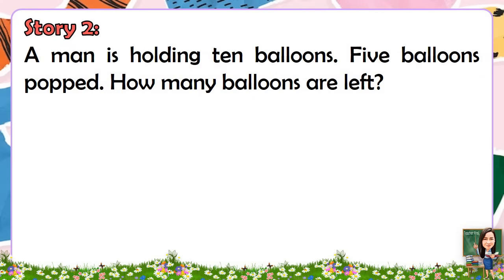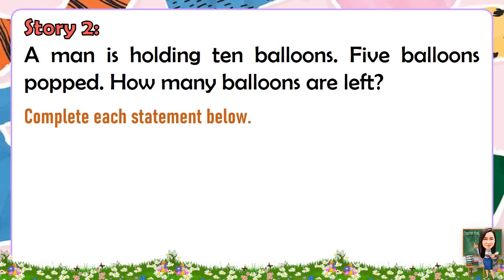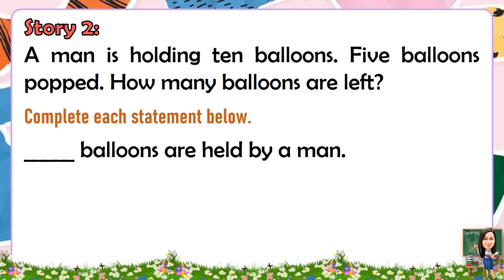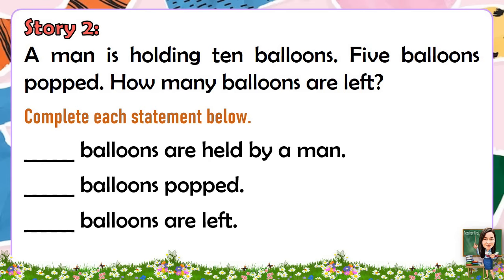Story number 2. A man is holding 10 balloons. 5 balloons pop. How many balloons are left? Complete each statement below. Blank balloons are held by a man. Blank balloons pop. And blank balloons are left. According to the story, a man is holding 10 balloons. 10 balloons are held by a man. Then, 5 balloons pop. The question is, how many balloons are left?